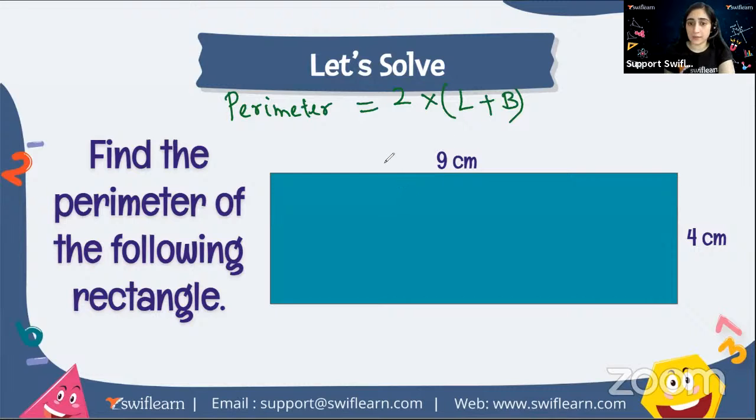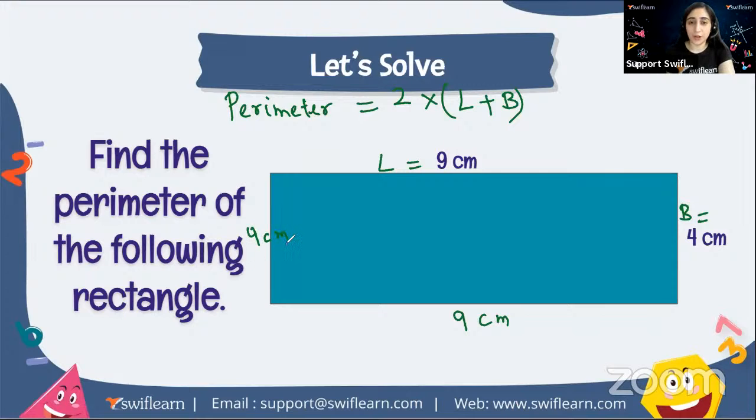So what is the length? I know this length is 9 centimeter because length is always greater than breadth, and breadth is 4 centimeter. So the opposite side is 9 centimeter, and this is 4 centimeter, right?